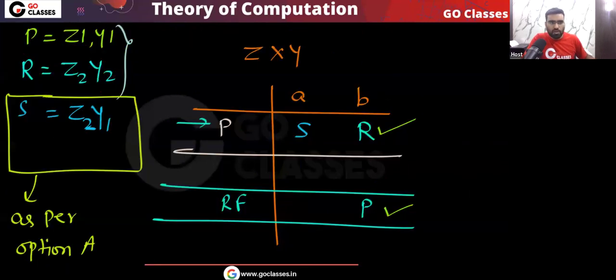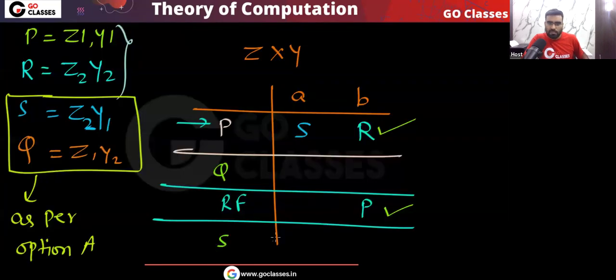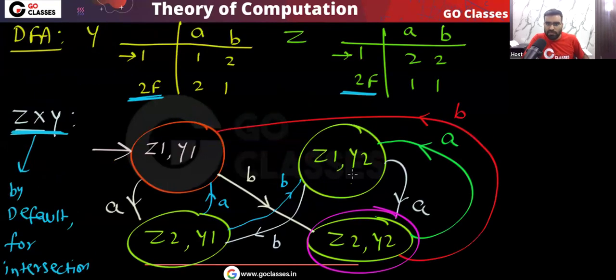Now you can see according to option A, S is Z2 Y1. So automatically this is Z1 Y2. What is that? That will be Q. Yes or no? Now you can just simply fill it. So PQRS. Now you can see where Q will go on A. Q means Z1 Y2. On A, it is going to R.